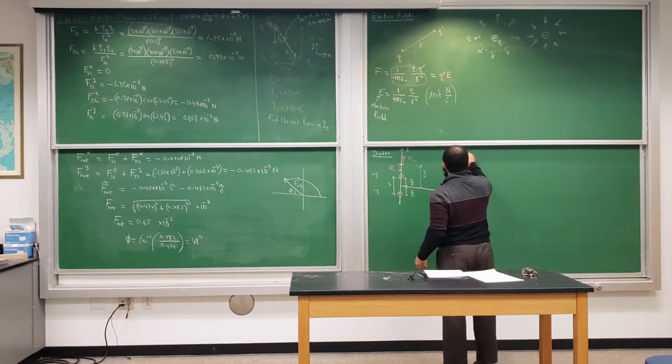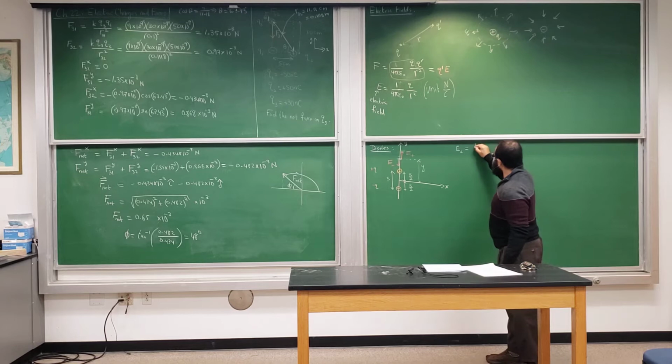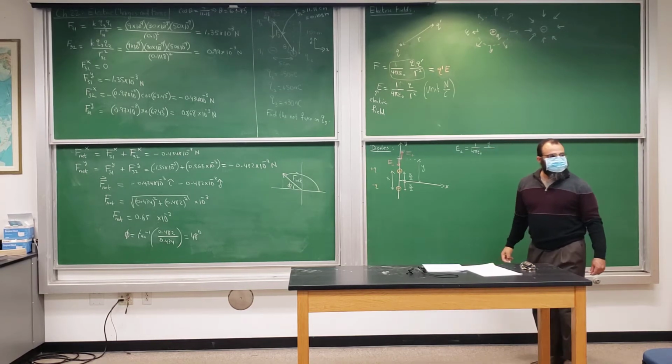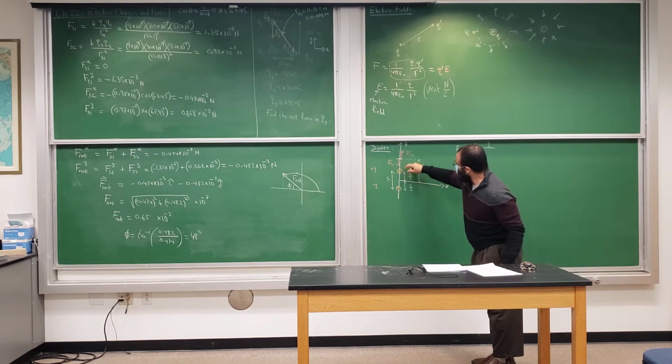Let me write down E plus first. It would be 1 over 4 pi epsilon naught times the charge itself, right? Q divided by r squared. Now, what is r? How far is this point from here?